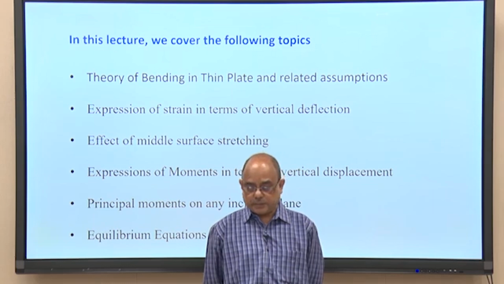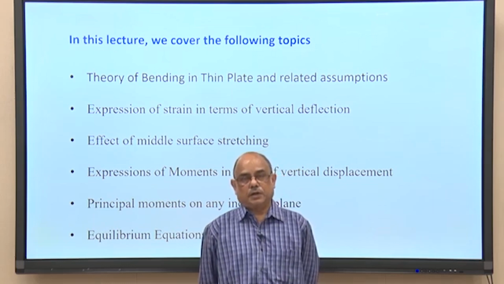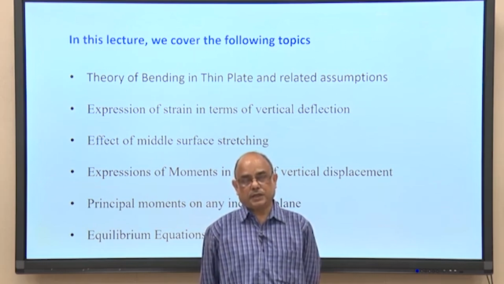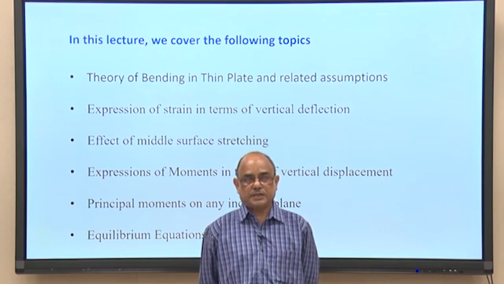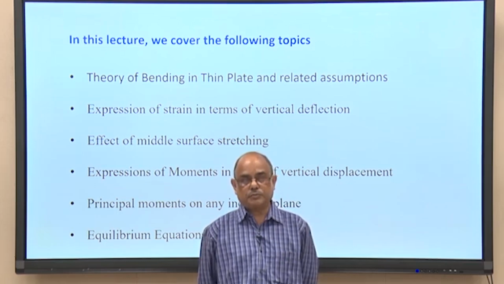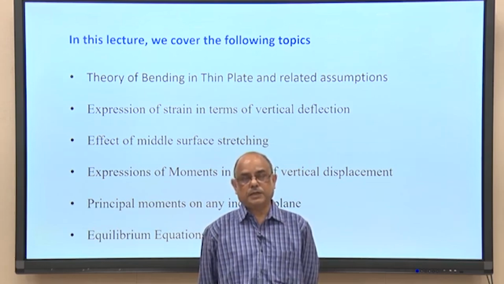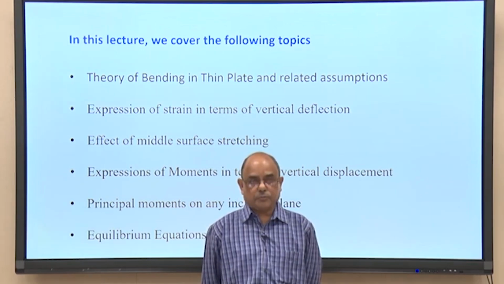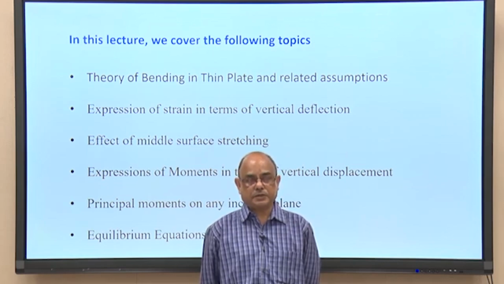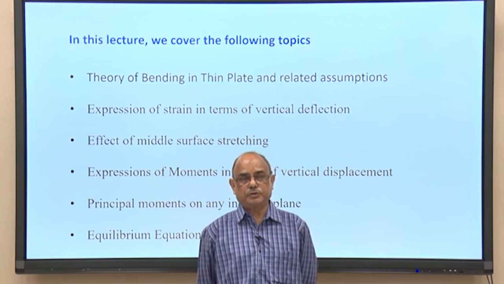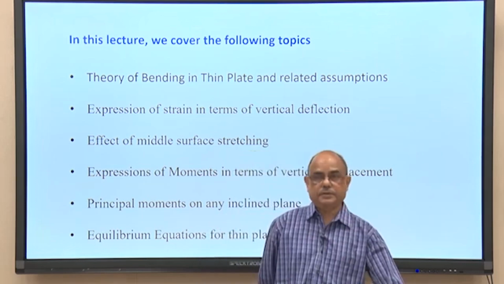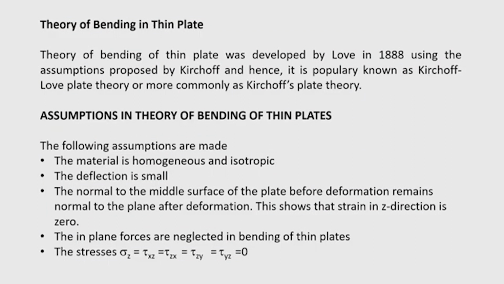Then the expression of moments in terms of vertical displacement. Once the stress strain relationship is obtained, we will go for the calculation of stress resultants in the plate, that is the bending moment and twisting moment in a thin plate, and that relationship we will derive in terms of vertical displacement and, of course, involving their derivatives. Principal moments on any inclined plane and principal directions I will cover, and then equilibrium equations for the plate will be derived. So, now let us see the theory of thin plate, how it is developed.